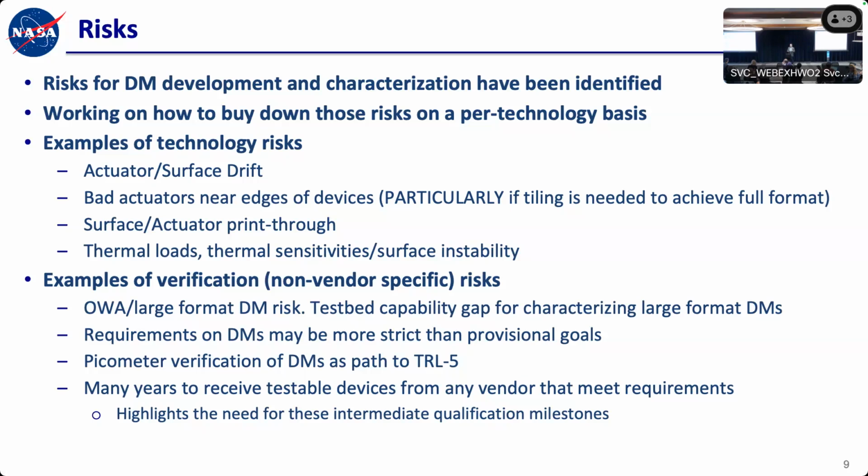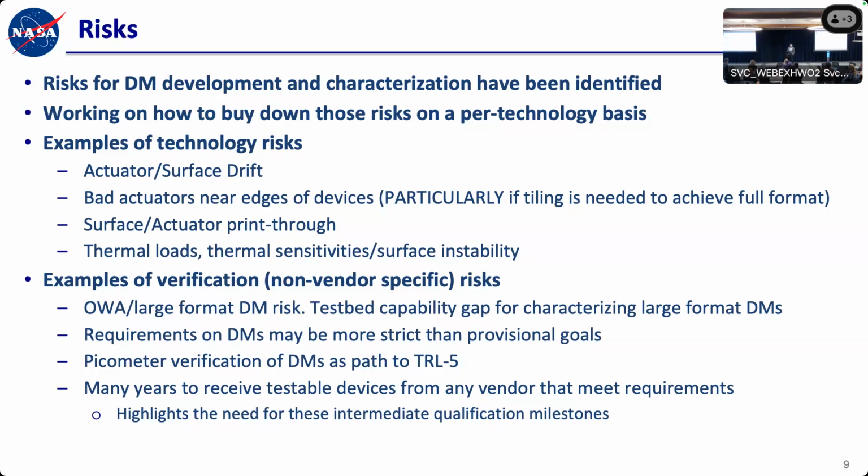Bad actuators near the edge of devices can be a very problematic thing, and it's possible we won't be successful with that in the long run. That's a particular problem if you're trying to tile to get up to our full format. Surface and actuator print through is another one. We really need that pristine surface quality with no print through of the surface. Any quilting or any surface topography really kills the coronagraph performance. And then thermal loads is another issue. Some devices take a lot of power draw, and they put out a lot of heat load. Managing that and actually keeping it low in the first place is definitely a technical risk associated with at least some of these devices.